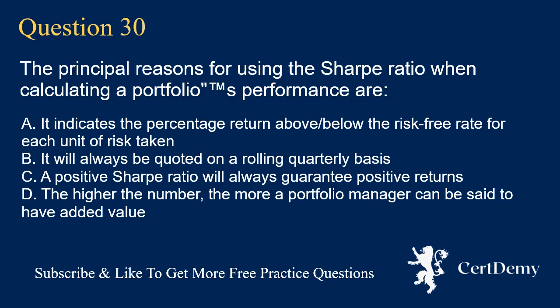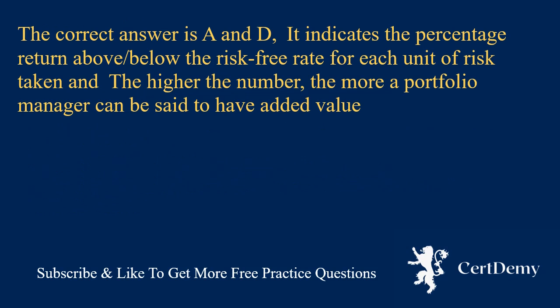Question 30. The principal reasons for using the Sharpe ratio when calculating a portfolio's performance are: A. It indicates the percentage return above/below the risk-free rate for each unit of risk taken. B. It will always be quoted on a rolling quarterly basis. C. A positive Sharpe ratio will always guarantee positive returns. D. The higher the number, the more a portfolio manager can be said to have added value. The correct answer is A and D. It indicates the percentage return above/below the risk-free rate for each unit of risk taken, and the higher the number, the more a portfolio manager can be said to have added value.